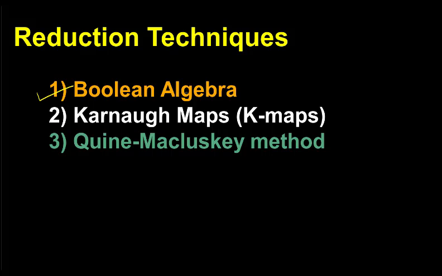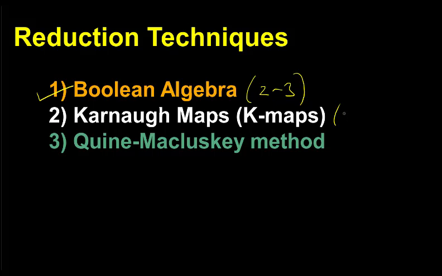But Boolean algebra is suitable only if the number of variables is 3, not more than that. Of course we can solve it even if the number of variables is 4, 5, 6, but it becomes too complex. So it is okay for 2 or 3 variables. If the number of variables is more, Boolean algebra becomes too complex to solve, so we use the K-map technique.